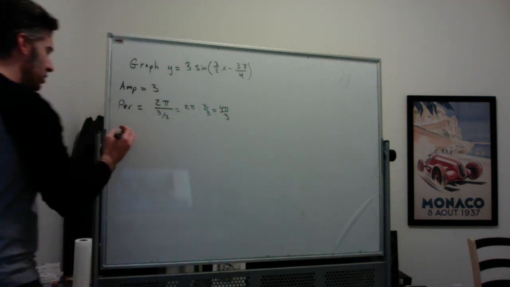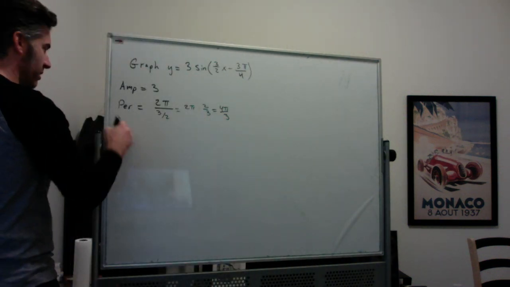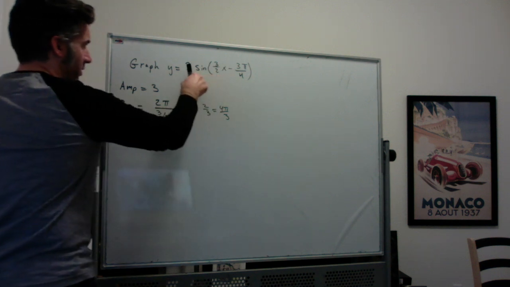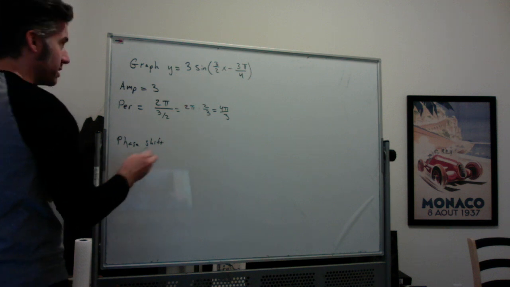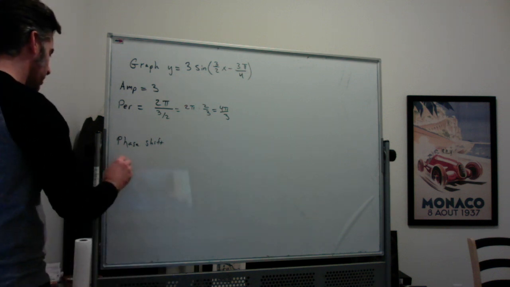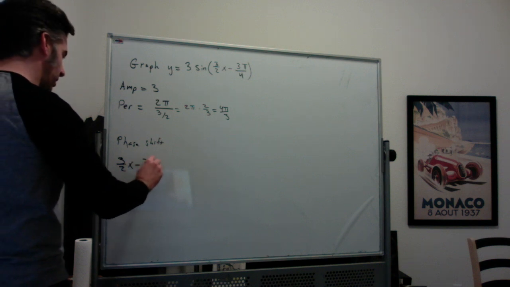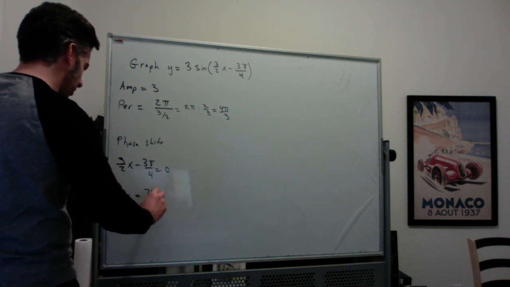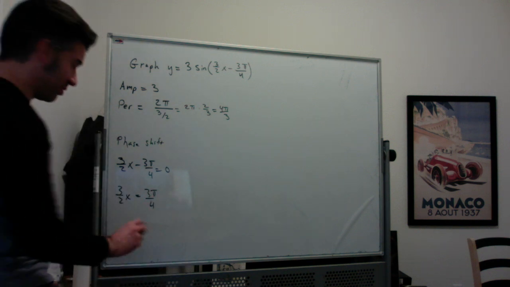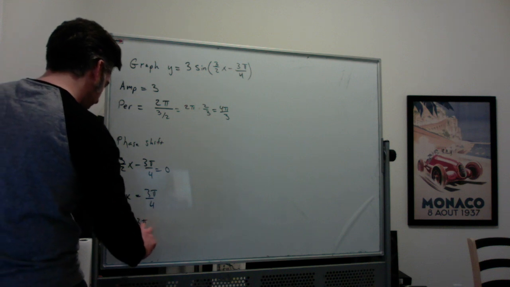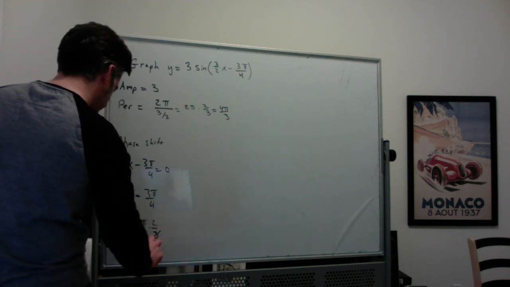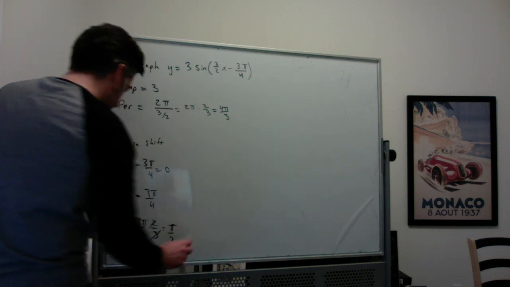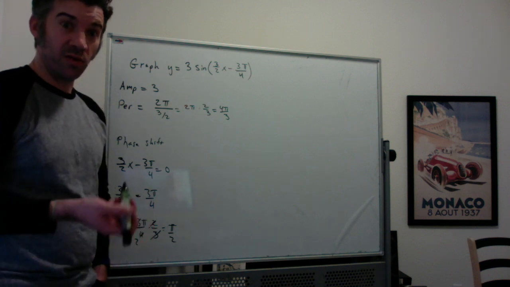And then finally the phase shift. The phase shift we find by setting whatever's inside the trig function equal to 0. So it's not 3 pi over 4 to the right. It's going to be 3 halves x minus 3 pi over 4 equals 0. 3 halves x equals 3 pi over 4. Multiply both sides by 2 thirds to get x equals 3 pi over 4 times 2 thirds. Cancel a 3, cancel a 2, and you get pi over 2. So this graph is going to be shifted pi over 2 to the right.